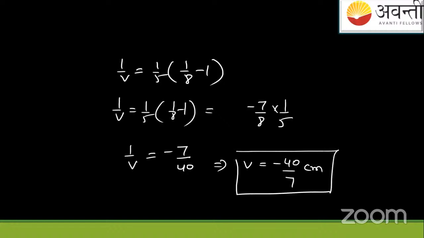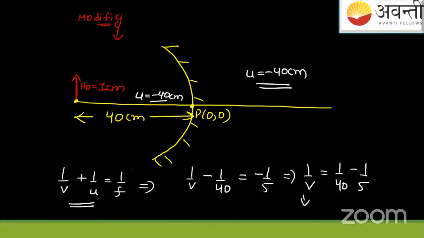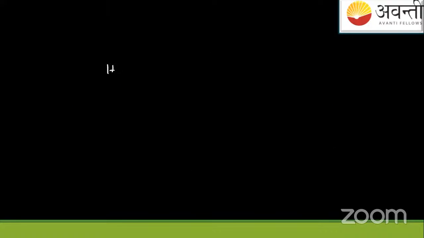See, what is this v, students? This is the image distance. Now we need to find the height of the image. So we get one thing here: image distance is v equals minus 40 by 7. How will you find the height of the image? We need to use the formula: height of the image upon height of the object is how much? Minus v by u.